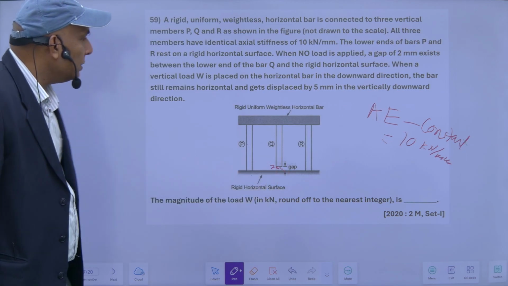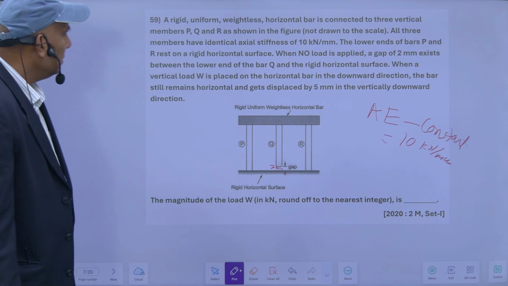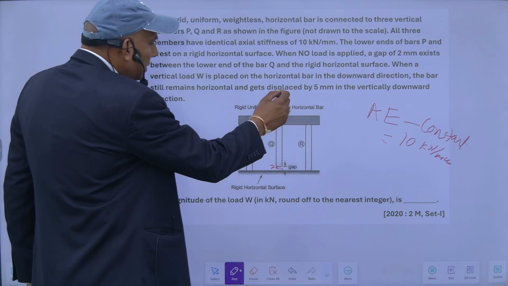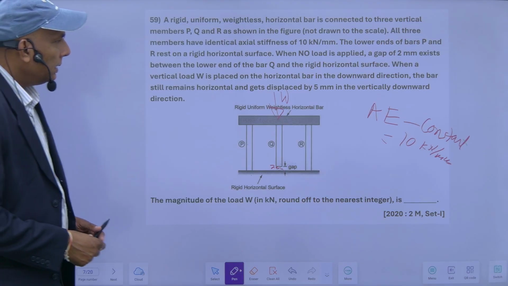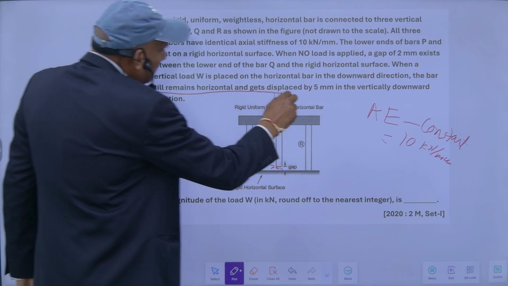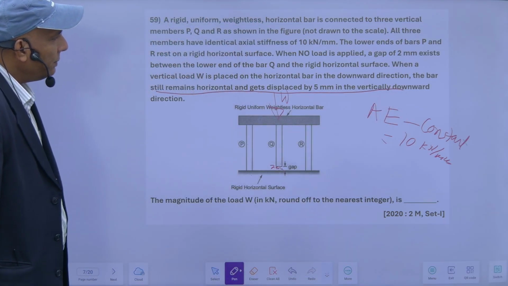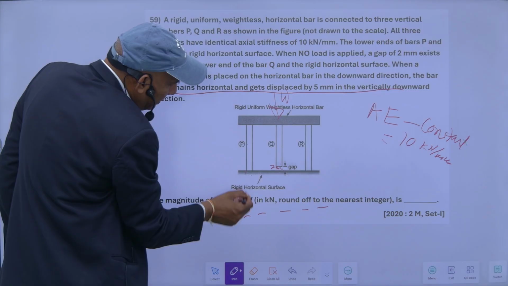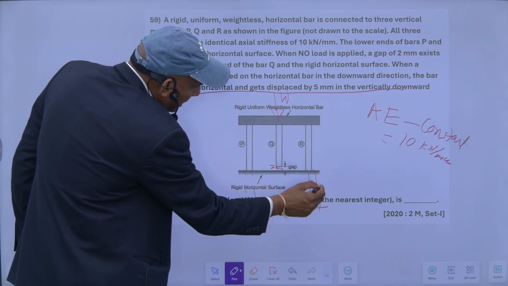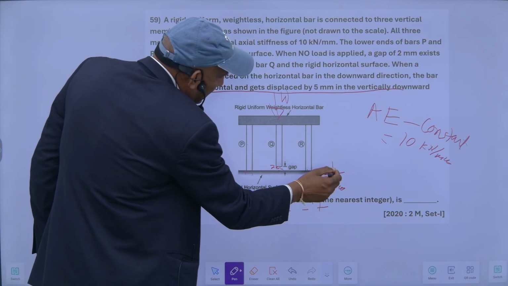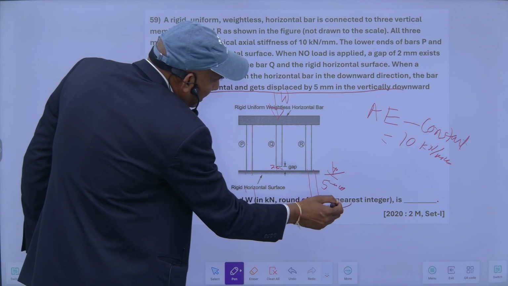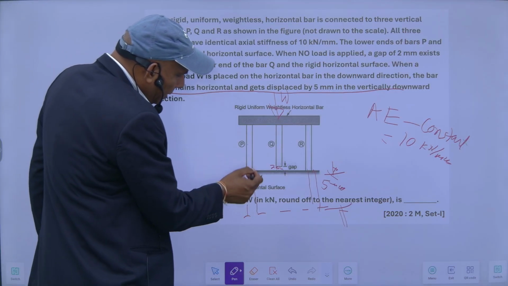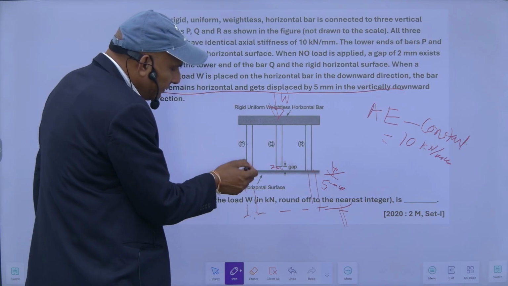When a vertical load W is placed on the horizontal bar, when you apply a load W in the downward direction, the bar still remains horizontal and gets displaced by 5 mm. So this is the position. When there is no load, this is the position, and after application of the load, it gets displaced by 5 mm. So this position will come here. So this difference is 5 mm.